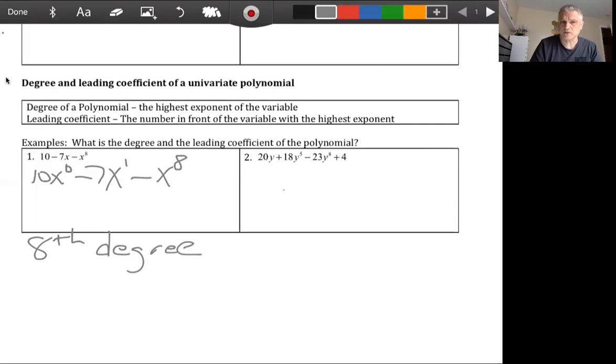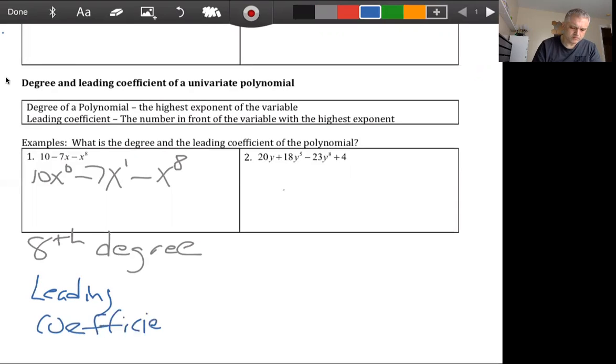Hopefully you're saying, well, that's pretty simple. Good. I'm glad. That will make the second one easy as well. Because now if they say, what is the leading coefficient? Well, leading obviously is something that's in front of something else. And the coefficient means the number in front of the variable.